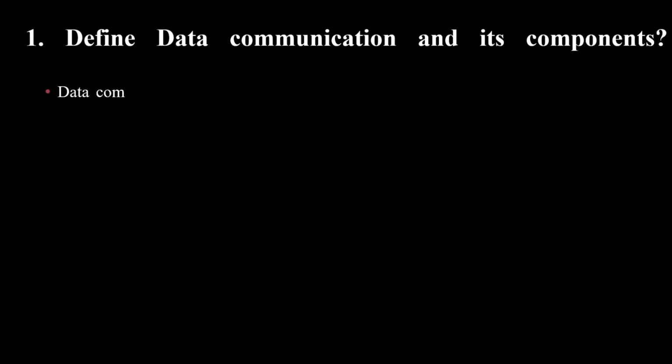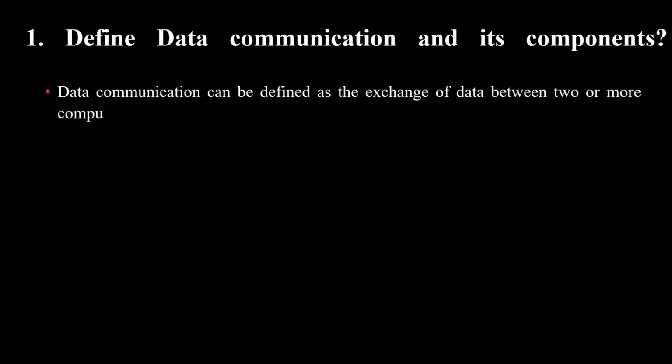Define data communication and its components. Data communication can be defined as the exchange of data between two or more computers. Here we share information when we communicate. The share can be two types, local and remote. Local communication normally occurs face to face, while remote communication occurs over distance.